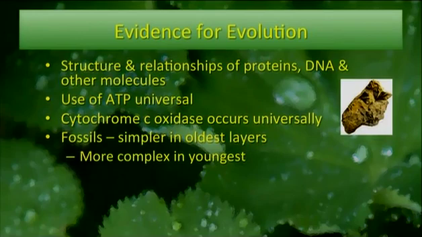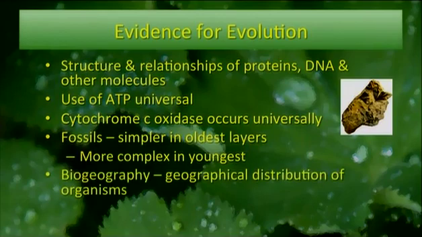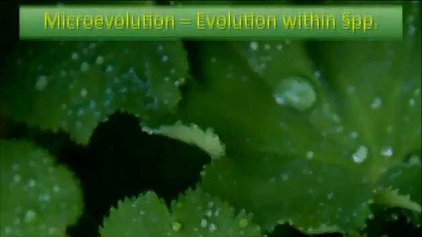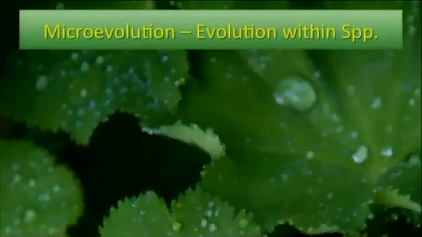evolved from other organisms, but evolutionary theory also holds that all living things descended from a common ancestor. Okay? Also biogeography, that you have a geographical distribution of organisms, like we saw when we were talking about food. Okay, so microevolution is evolution within a species.